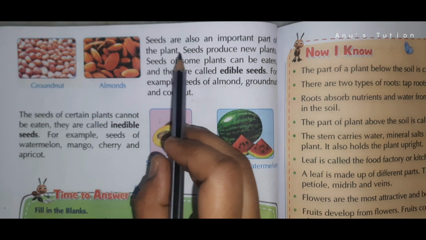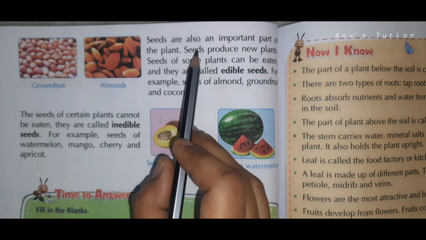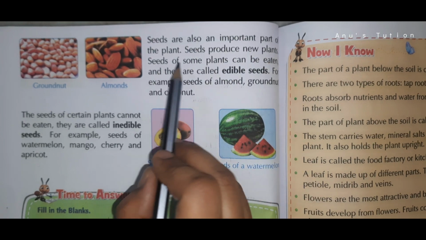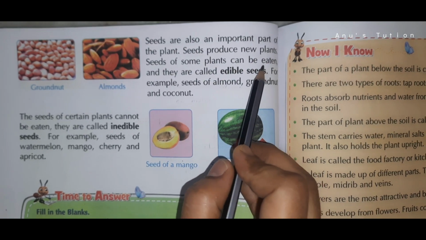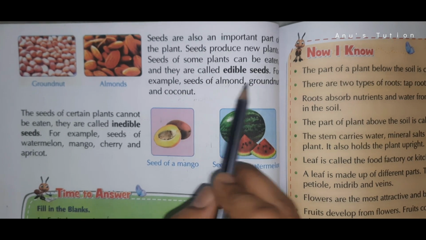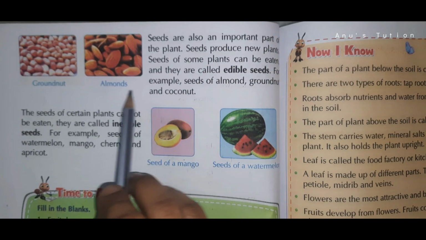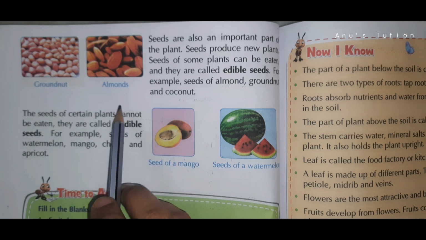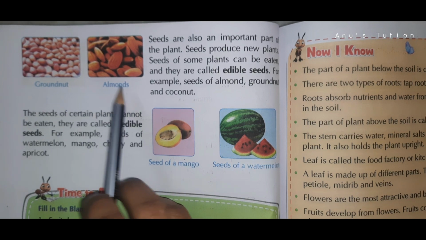Seeds are also an important part of the plant. Seeds produce new plants. Seeds of some plants can be eaten and they are called edible seeds. For example, seeds of almond, groundnuts and coconut. See here, almonds. Daily we will eat almonds. These are called edible seeds.